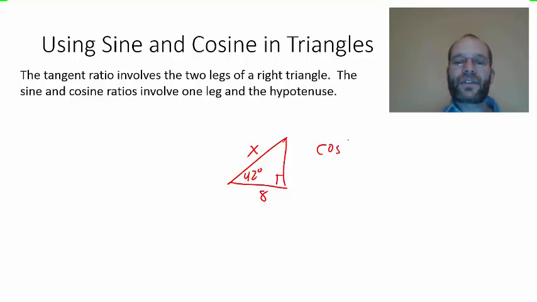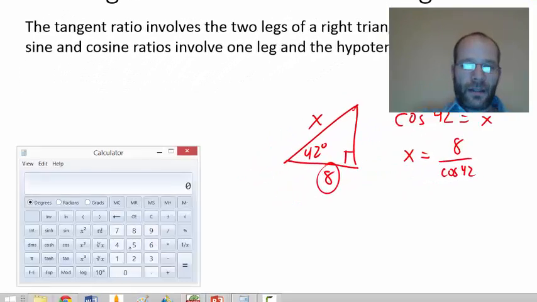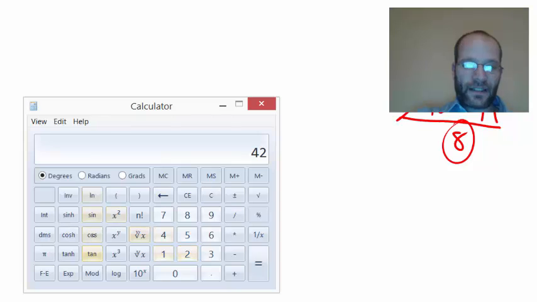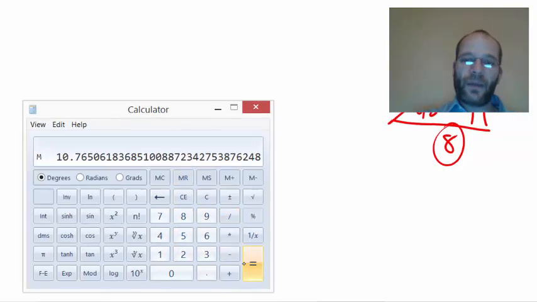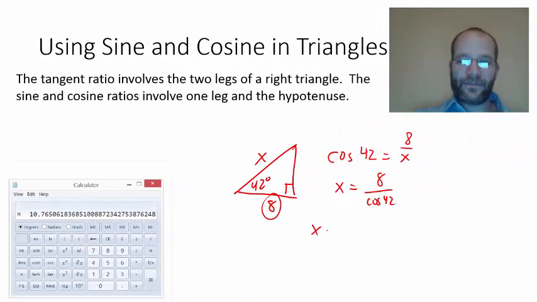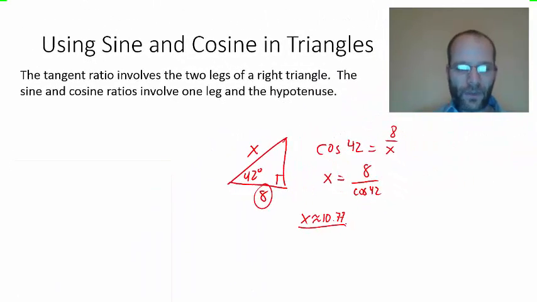adjacent and hypotenuse. So the cosine of 42 is equal to the adjacent, which is 8, over x. Therefore, x is equal to 8 divided by cosine 42. Then we reach for our calculator. I'll take 42 and find the cosine of that. I'll put that in memory. And then I will divide 8 by that number. And we end up with 10.77. Let's look at one more problem real quick.